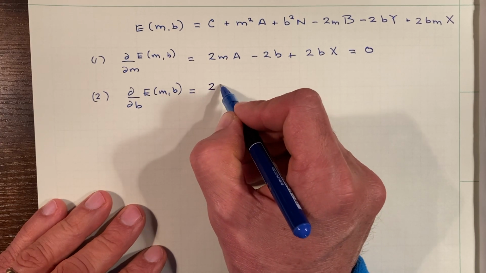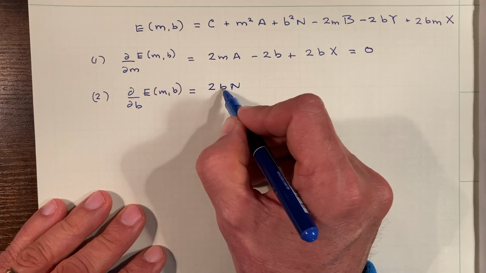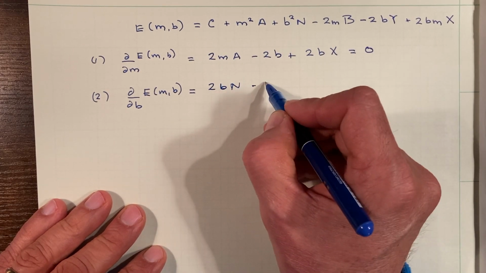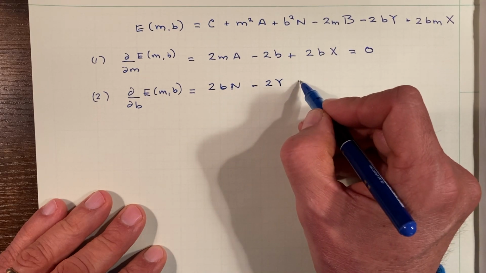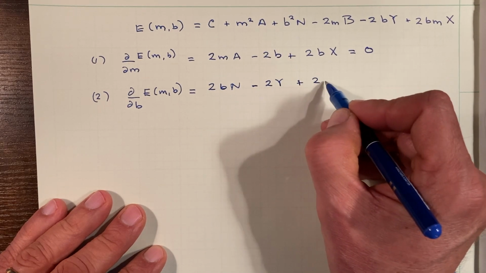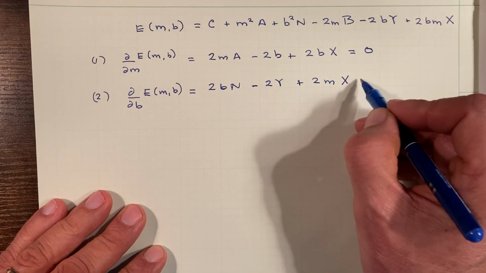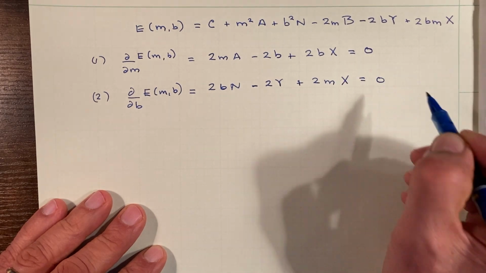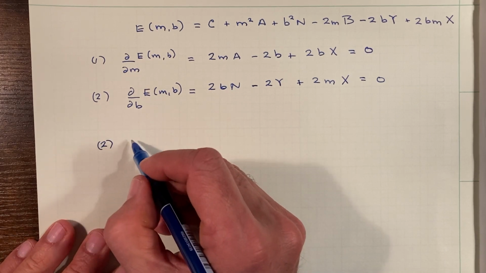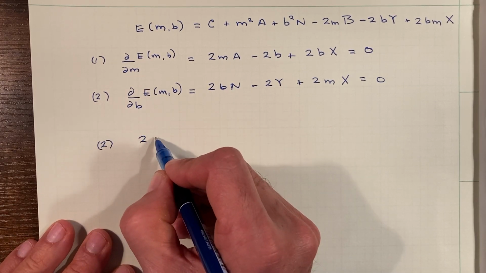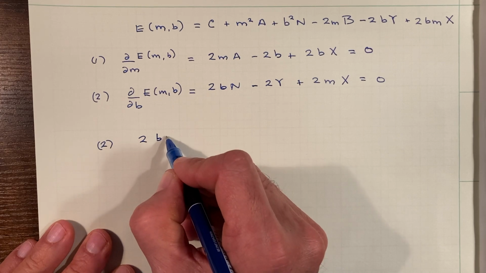So that's 2bn minus 2 big Y plus 2m big X. And again, we set that equal to 0. Expression number 2, we go ahead and write it down here and do some manipulations. So that becomes, well, let's write it down.